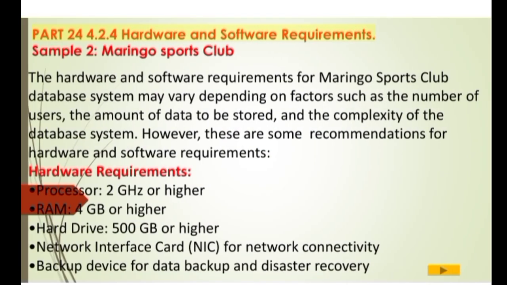Part 24, 4.2.4 Hardware and Software Requirements. Sample 2. Maringo Sports Club. The hardware and software requirements for Maringo Sports Club database system may vary depending on factors such as the number of users, the amount of data to be stored, and the complexity of the database system. However, these are some recommendations for hardware and software requirements. Hardware requirements: processor, 2 GHz or higher; RAM, 4 GB or higher; hard drive, 500 GB or higher; network interface card (NIC) for network connectivity; backup device for data backup and disaster recovery.